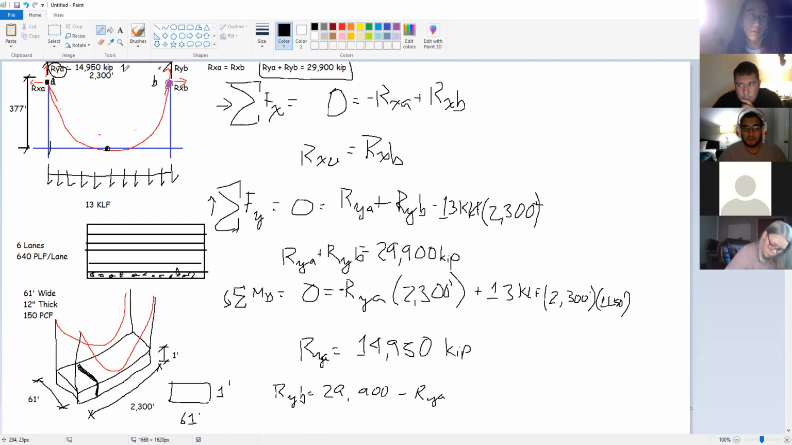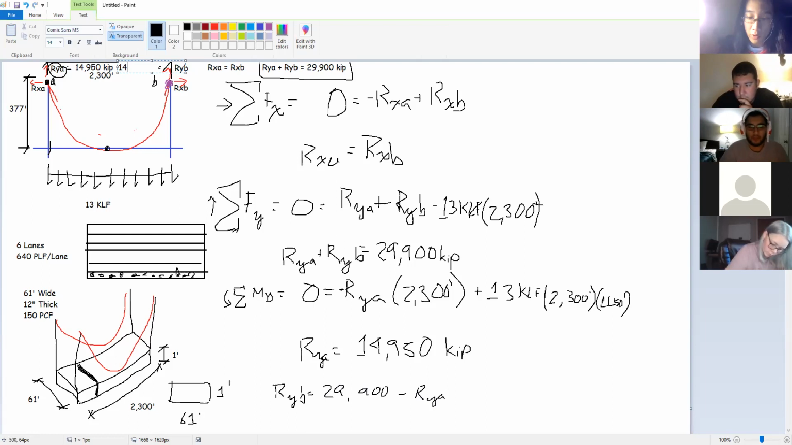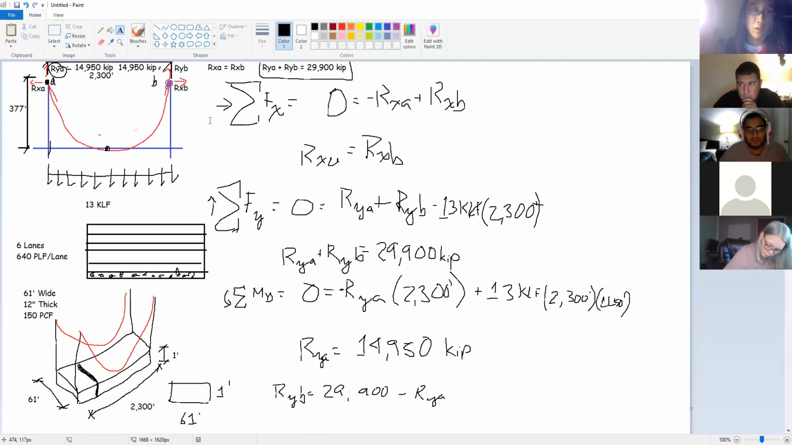So 14,950 kip is equal to RYB, both pointing up. Those add up to 29,900 kips. And then this KLF force pointing down is also 29,900 kips. So those cancel each other out and we're in equilibrium. Cool.